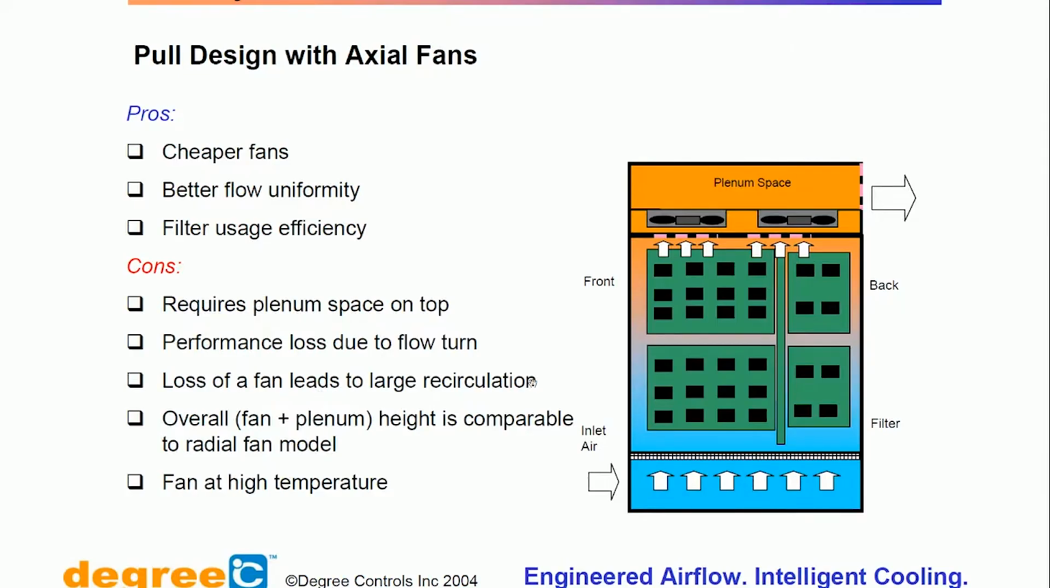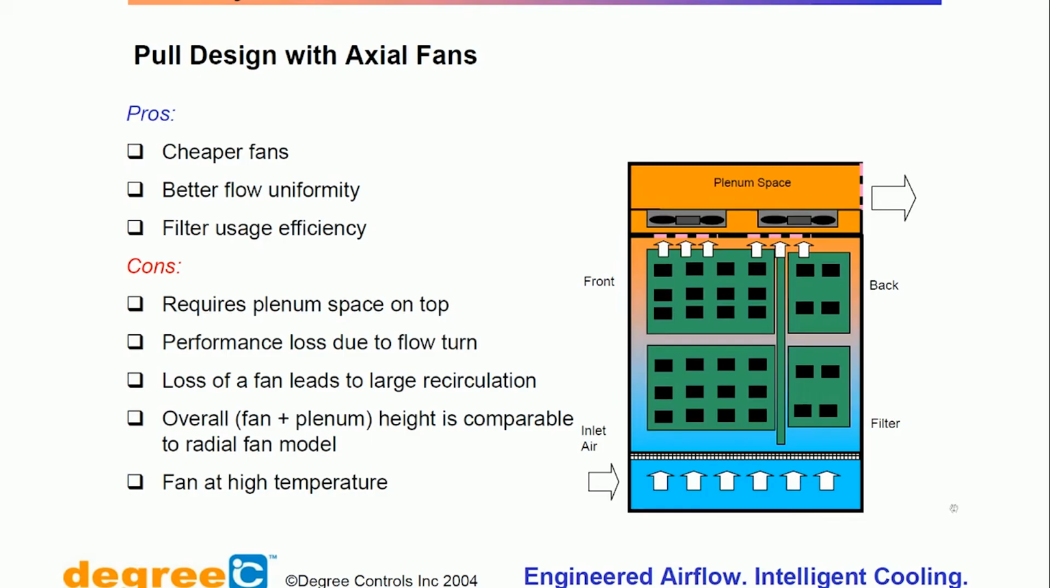While there is loss due to flow turn, loss of a fan leads to large recirculation. I am not very clear at this point why, but what I expect is, in case one of these fans fails, the air does not behave the way we want it to behave. Fan plus plenum height is comparable to the radiant fan model, which is what he has shown. The fan at fan C sees the high temperatures. You see here this red, the hot temperatures are all seen by the fan.